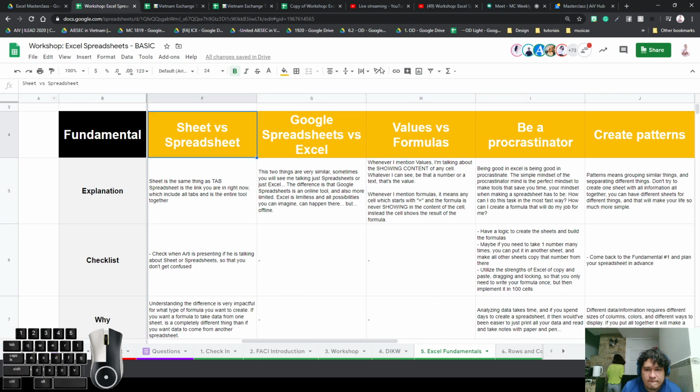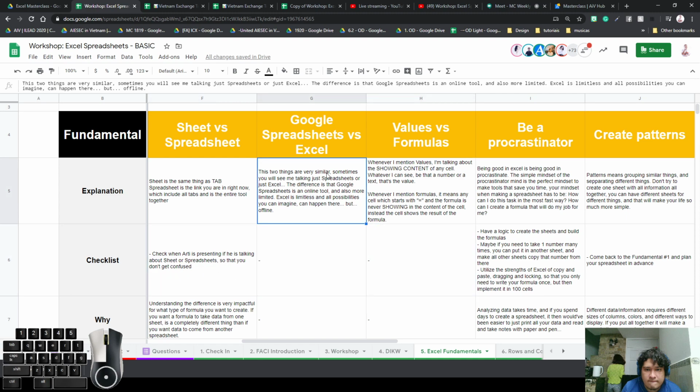But a spreadsheet is the entire thing. So this is a spreadsheet. This is the link for my spreadsheet. I think this is important because I will be explaining some things here, and just so that you don't get confused, because these two words are similar.